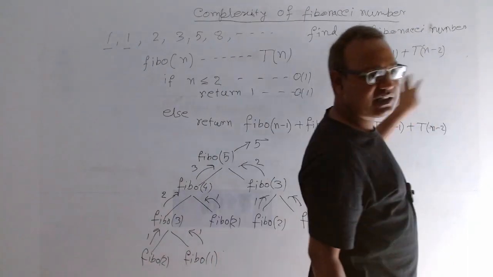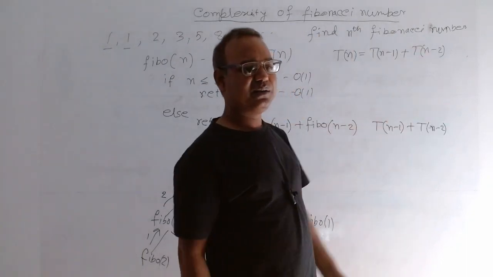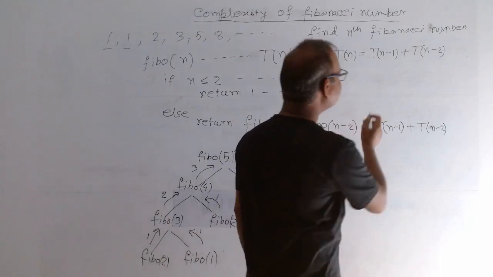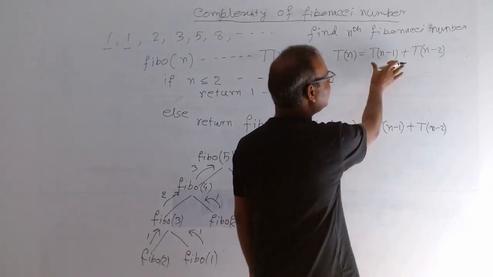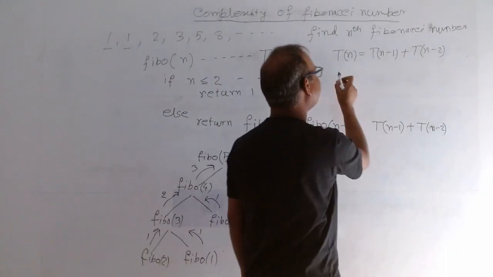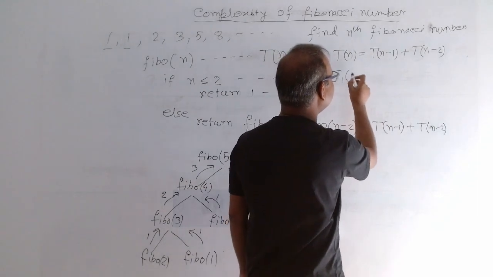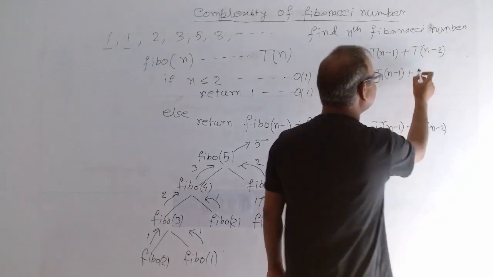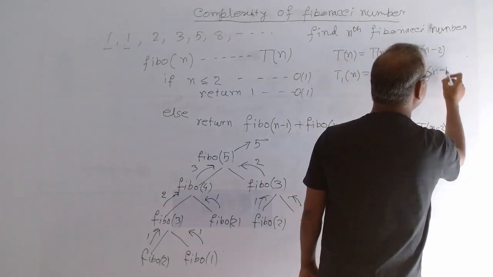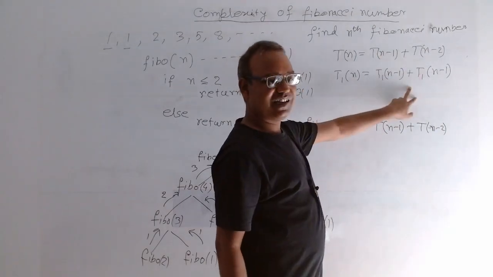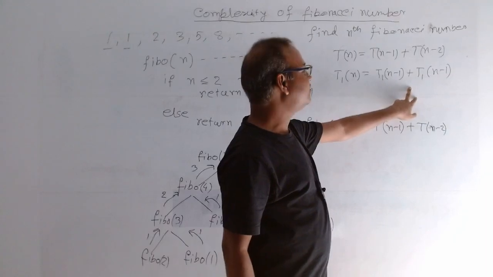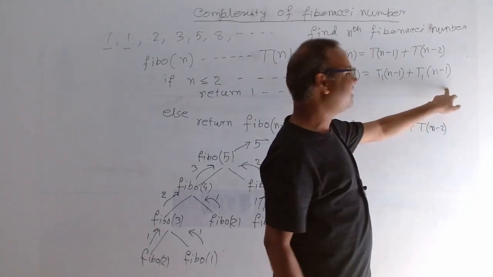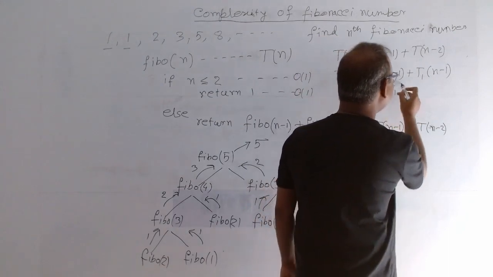You have to solve this recursive equation. This looks very difficult, but if we are not able to solve it directly, we can estimate what the complexity will be. So what can we do? Let's say I replace this T(n-2) by T(n-1). I am writing one more function, let's say T1(n) equal to T1(n-1) plus T1(n-1). This is different, this is not Fibonacci. Which one is bigger on the right side? Obviously this newly written equation is bigger, or we can write it as 2T1(n-1).